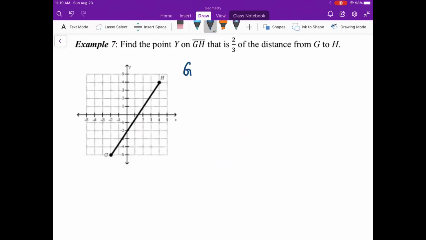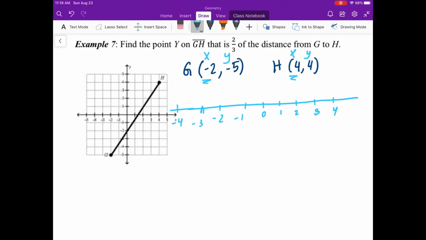So the second way we can look at this problem is first by starting out with the actual points. G is at (-2, -5), and H is at (4, 4). Remember, this is your X, this is your Y, this is your X, this is your Y. I'm going to start by finding the distance between my X's. There are a couple different ways you can find the distance. Sometimes I think it's easier if you see a number line, so I drew out a number line. Let's say I'm starting at -2 and I'm ending at 4. I want to count the distance. 1, 2, 3, 4, 5, 6.